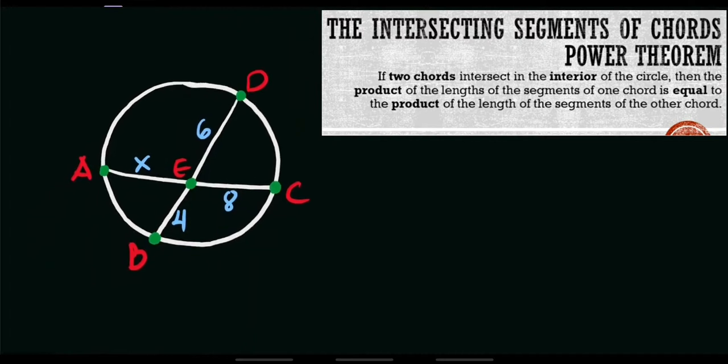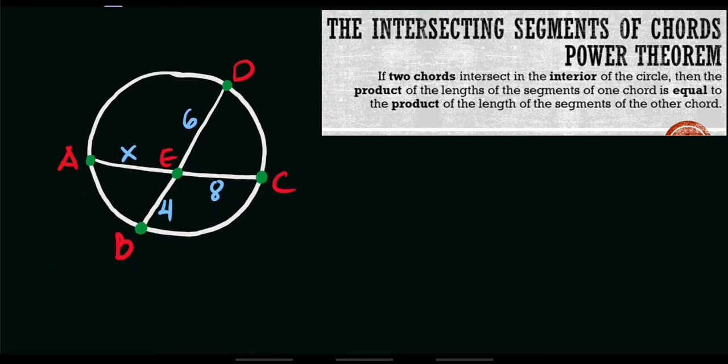Right, so let's apply the same theorem or concept to answer this given problem. So, let's say we have AC and BD again, okay? Same chords, and then their point of intersection is at point E. And then this time, may mga values tayo for the segments. So, we have AE as x, CE as 8, BE as 4, and DE as 6 units.